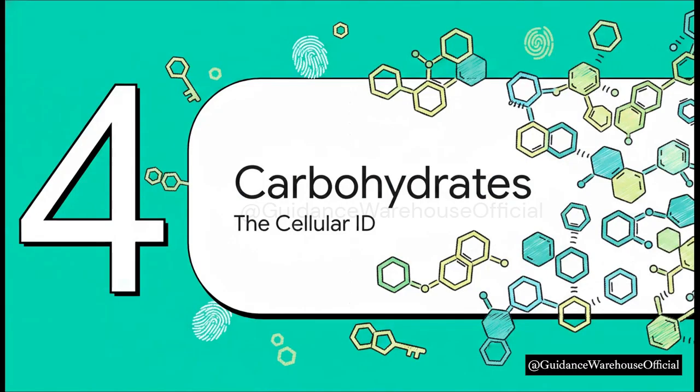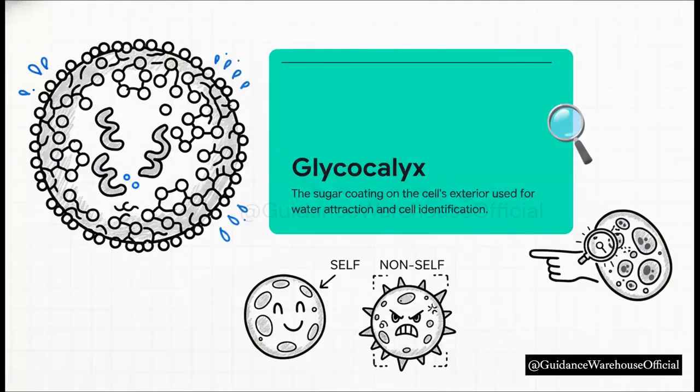Section 4. Carbohydrates, the cellular ID, recognizing self versus non-self. Which brings us to the final 10% of our membrane composition, carbohydrates. Now, these are exclusively found on the outside of the cell. When they bind to proteins, they form glycoproteins, and when they bind to lipids, they form glycolipids. Collectively, we call this entire exterior network the glycocalyx. Literally translated, that means sugar coating.